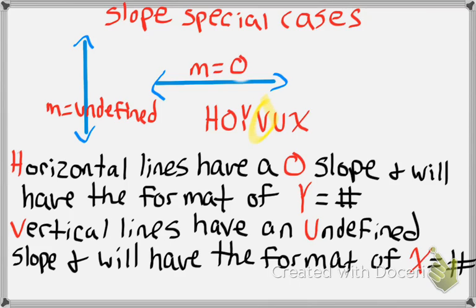A vertical line has an undefined slope, and the equation will have the format of x equals a number. There won't be a y in the equation. It'll just be x equals a number. Just like in the vertical line, the horizontal line will have y equals a number as the equation of that linear line. So these are the special cases for slope and for lines.